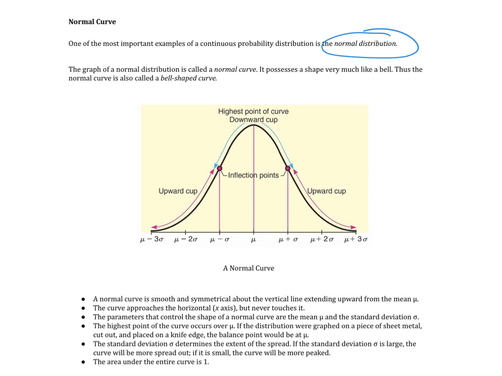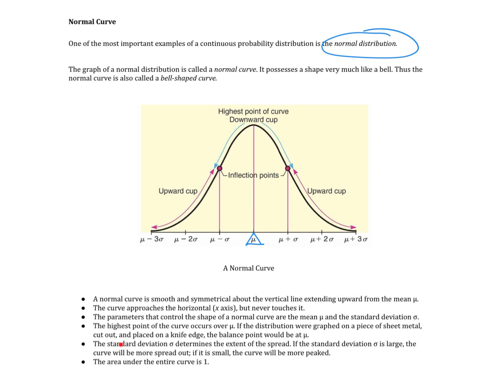The parameters that control the shape of a normal curve are the mean and the standard deviation. So any curve with a unique mean and standard deviation would have a unique curve shape. The highest point of the curve occurs over the mean. If the distribution were graphed on a piece of sheet metal and cut out and placed on a knife edge, the balancing point would be at mu. We talked about that on the other slide. If I put a fulcrum right here, it would balance at that point.